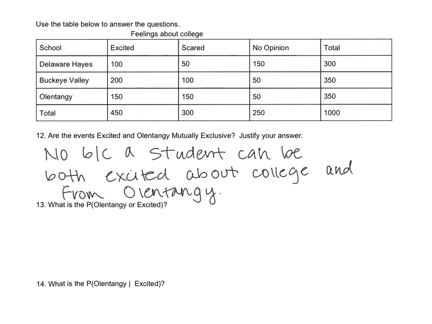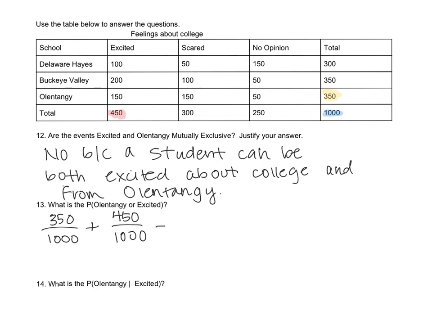So 13 asks us the probability a student is from Olentangy or excited. So because we've already discussed the fact that these are not mutually exclusive events, I'm going to have to subtract the overlap. So the first thing I want to find is the probability a student is from Olentangy. So we look at the total number of students from Olentangy and we put it over the total number of students we have. So we have 350 over 1,000 plus, then we want to add the total number of students who are excited about college, so that's 450, and put it over our total, which is 1,000 still.